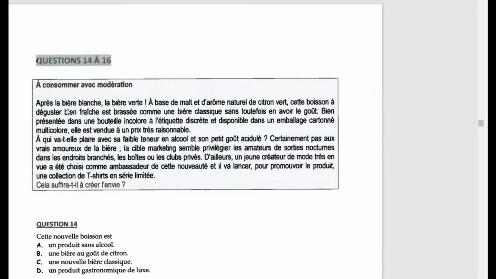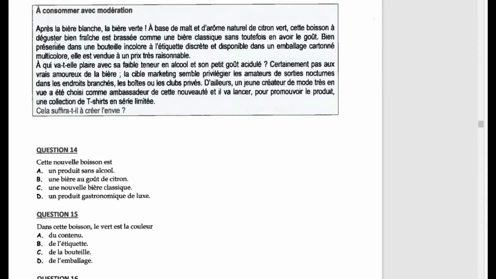"Cette boisson a un goût bien fraîche et brassée comme une bière classique." I think this is provided for confusion because they are saying that this is brewed and consumed like a classic beer, but they are not saying that this is a classic beer. They are saying this is a beer which has the taste of lemon, which is green in color, and it is consumed and brewed like a classic beer. So they're comparing it with a classic beer, but it is not actually a classic beer. So the answer should be citron, which is option B.